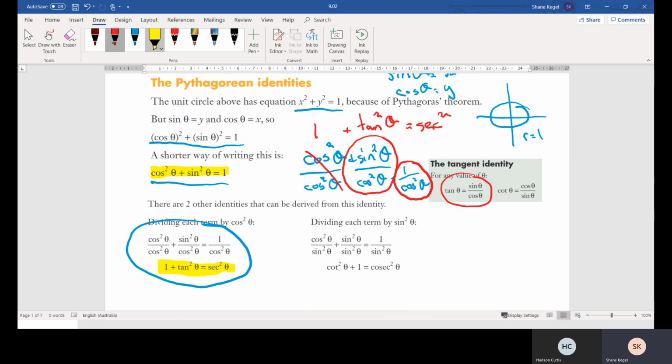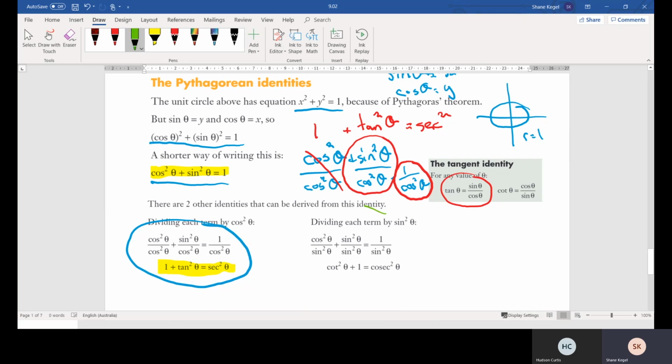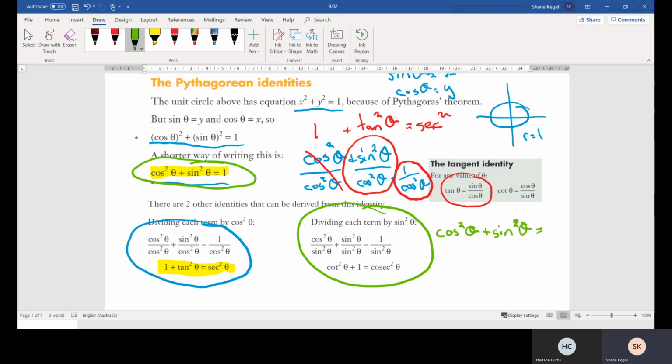Now, if I do the same thing, let's just change color here. Let's have a look at this identity, which we just find by dividing our original identity by sine squared. So let's write out again. We've got cos squared theta plus sine squared theta equals 1. So let's divide through by sine squared to get our next identity.